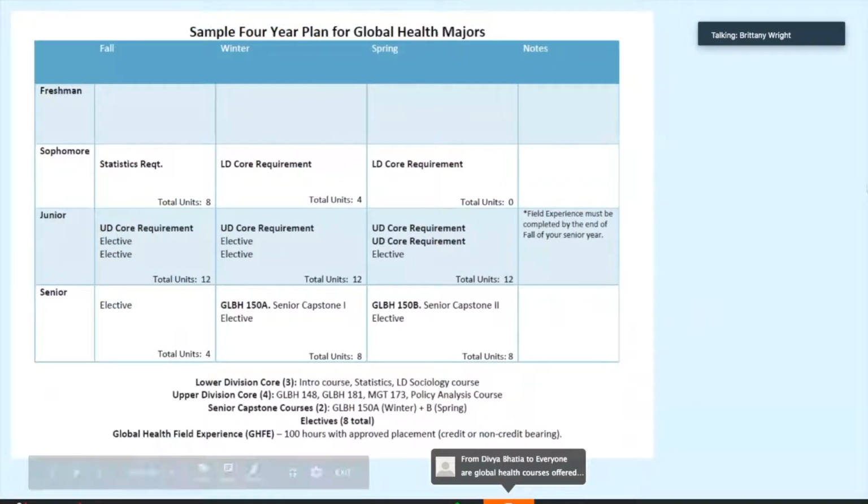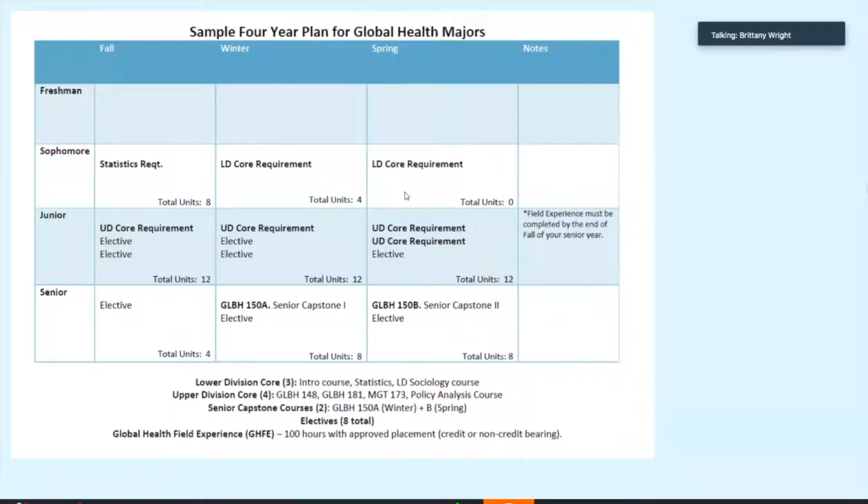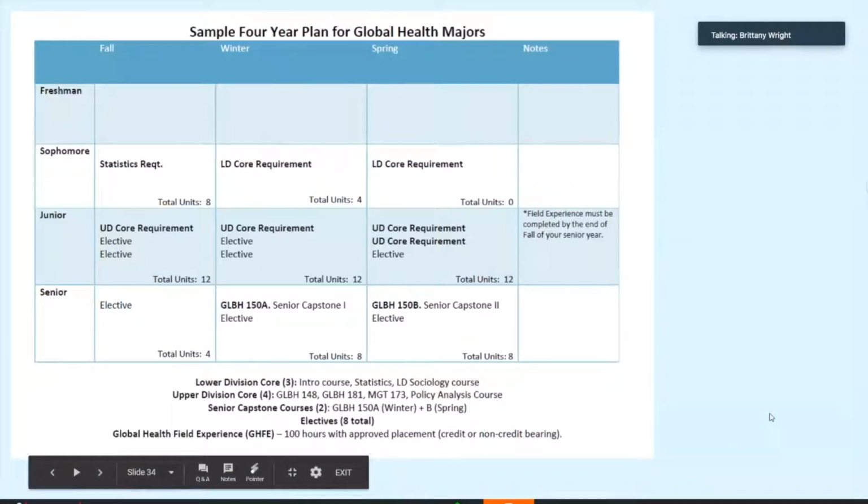So I kind of just showed you a little sample plan, and we have sample 2- and 4-year plans available on the Global Health major page. And here's kind of a flexible plan as well. So this would be if you're a freshman, you can start these lower division requirements earlier, but it's good to knock out some of those writing courses.